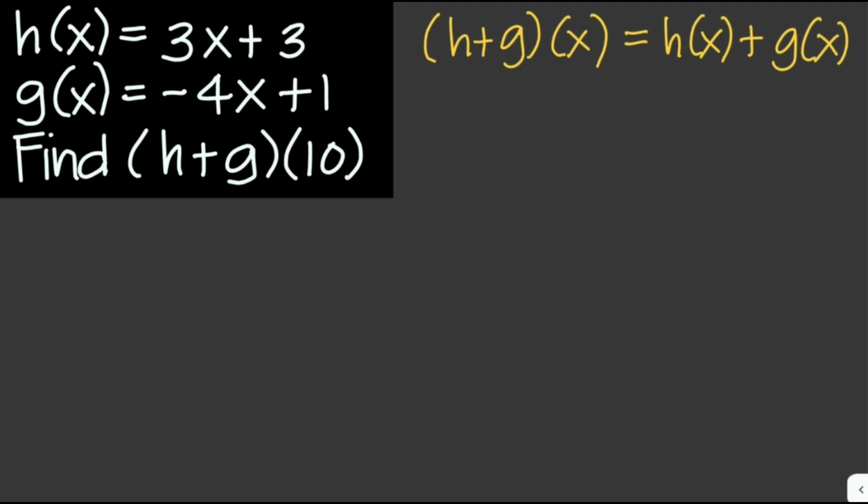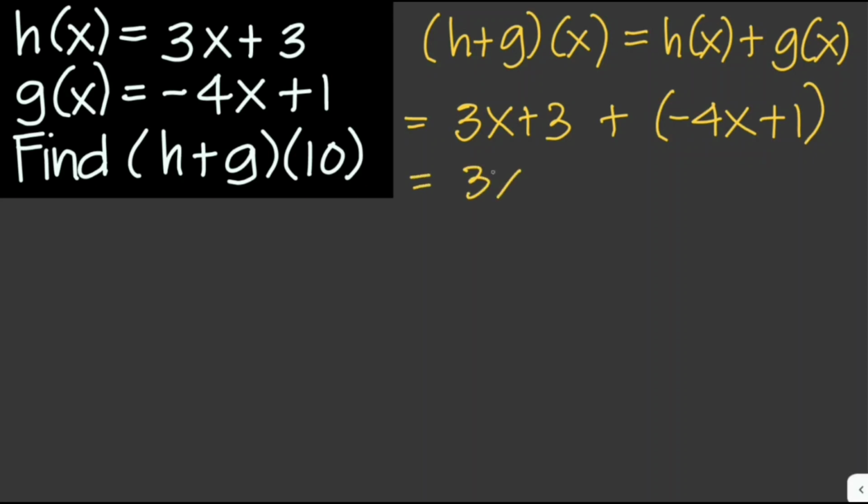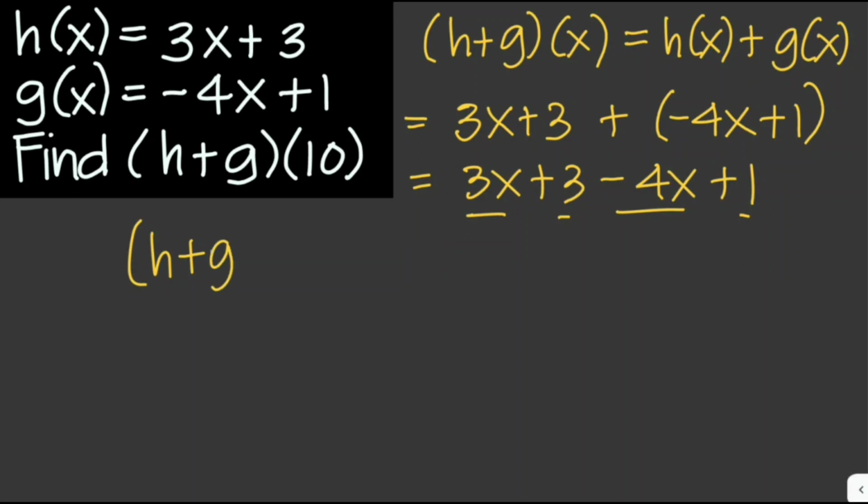Okay, plugging in the values of our functions. So this would be 3x plus 3 plus negative 4x plus 1. So this is just 3x plus 3 minus 4x plus 1. And then we group like terms. 3x goes with negative 4x and then 3 with 1. Therefore, h plus g of x is just equal to negative x plus 4. So now we already have a new function, which is negative x plus 4.